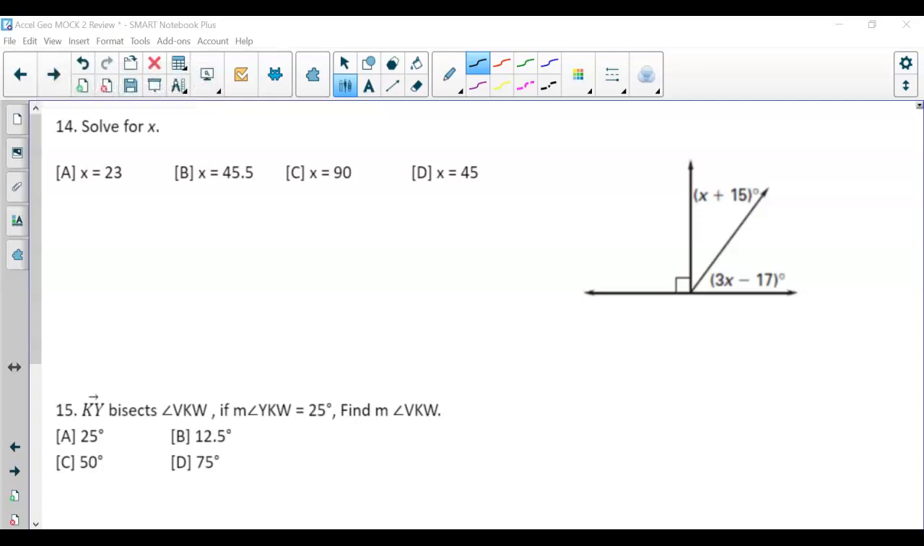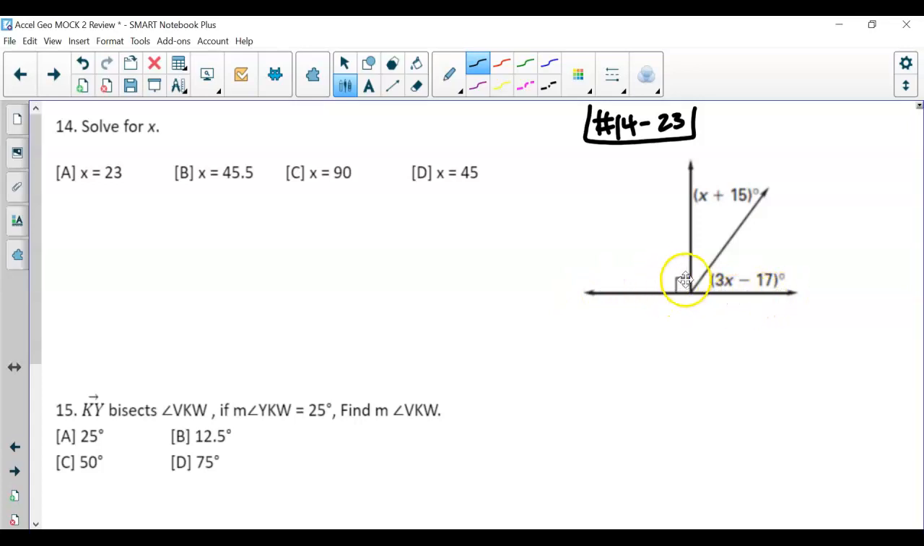In this video, for our accelerated geometry Math 2 review, I'm now going over numbers 14 to 23. So continuing with our angle relationships, we're solving for x. I notice here that we have supplementary angles.